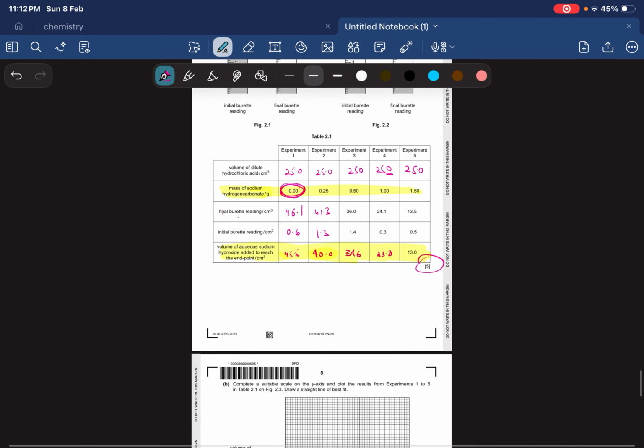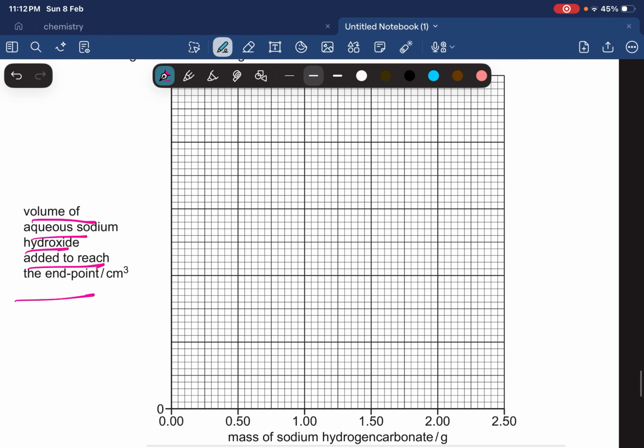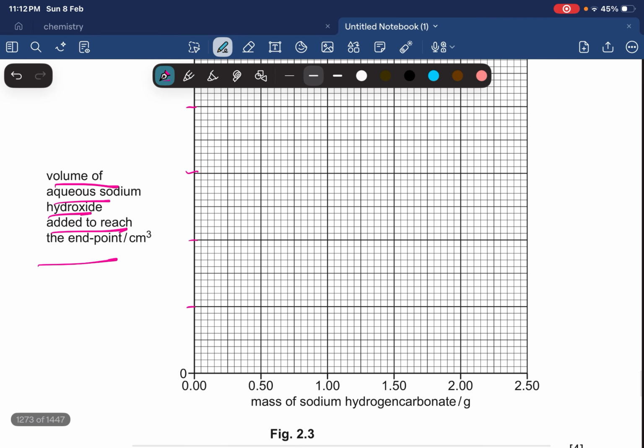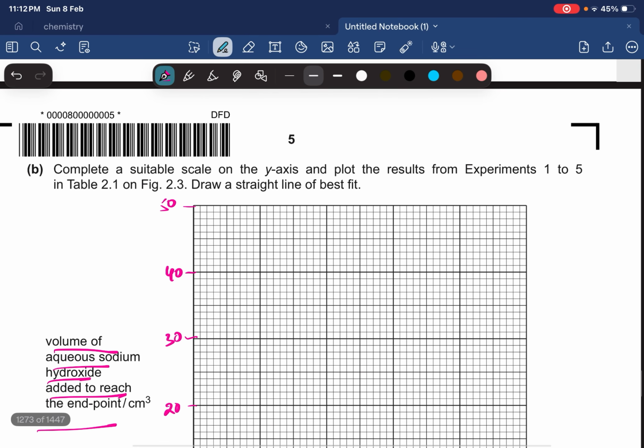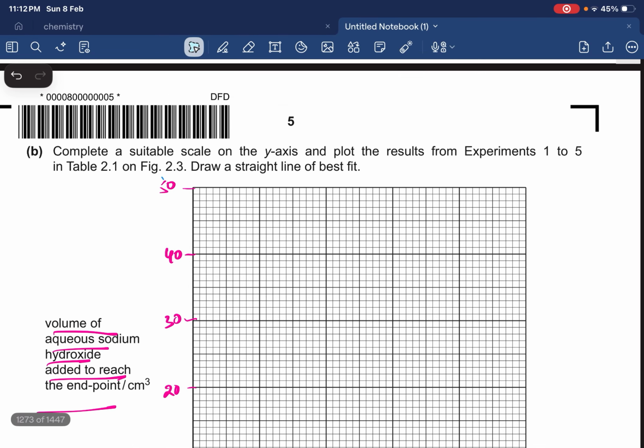First I have to see what my lowest value is. Lowest value is 13. Highest value is 45.5. So 0 है ये, 10, 20, 30, 40, 50. But I need to remember one thing. What do I need to remember? I need to remember my figures.